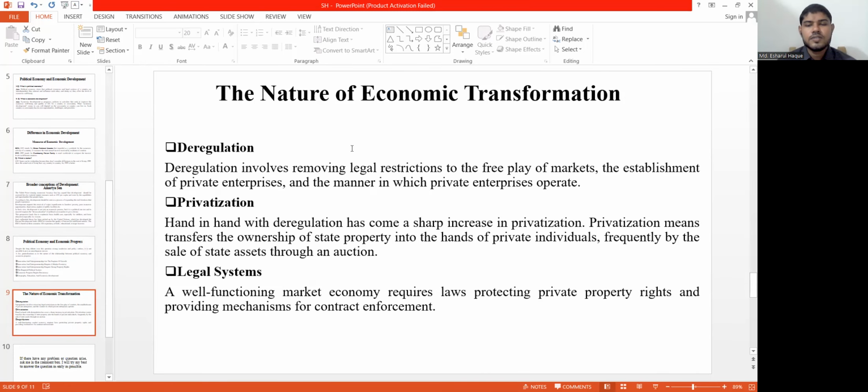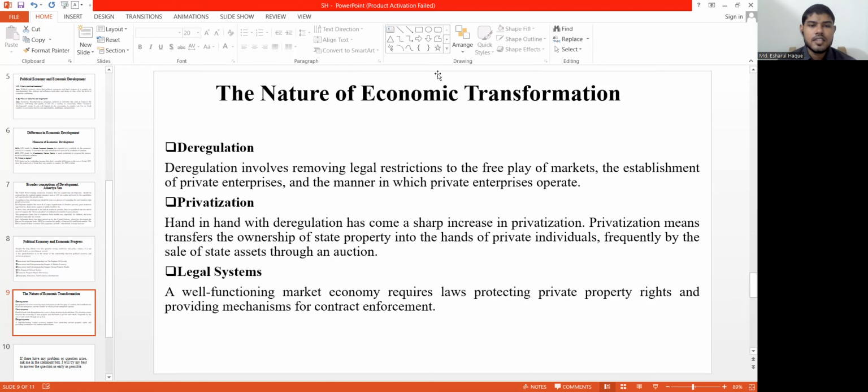Next, the nature of economic transformation. The nature of economic transformation means the market or an economy can change or convert into a market economy. To ensure they have a market economy, they have three requirements or criteria. Number one, deregulation; number two, privatization; and third, legal system. Now we discuss these three.